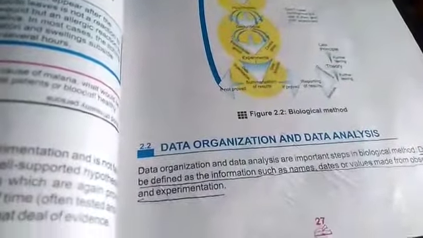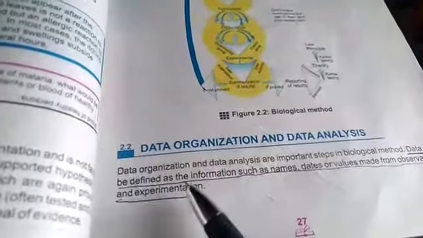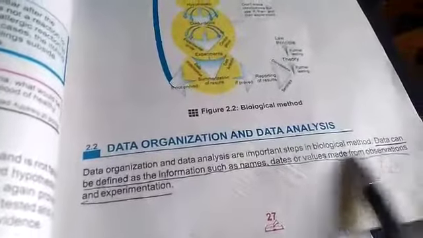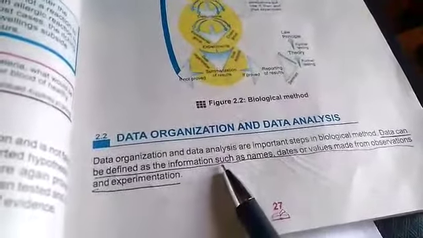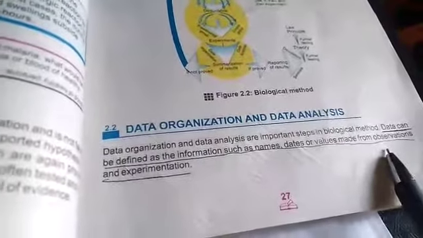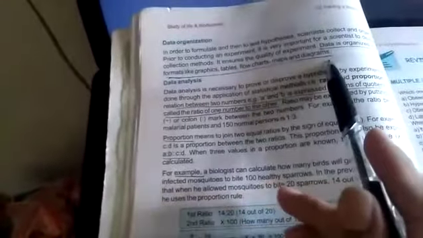Now come to the book and see what we have read today. Data organization and data analysis. First of all, I told you about data. What is data? Information or a piece of information including names, dates and values made from observation and experiment. Then we have read how data is organized. Data is organized like graphics, tables, flowcharts, maps and diagrams.